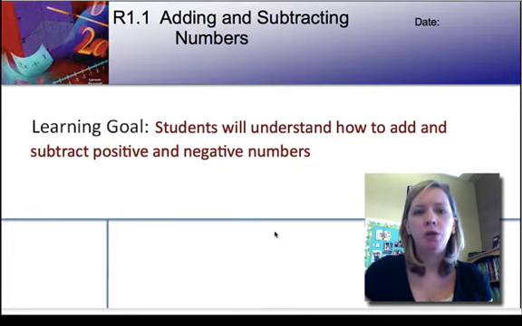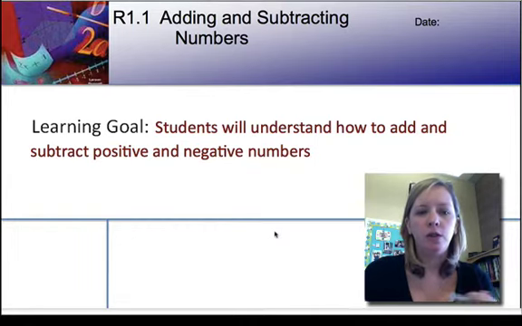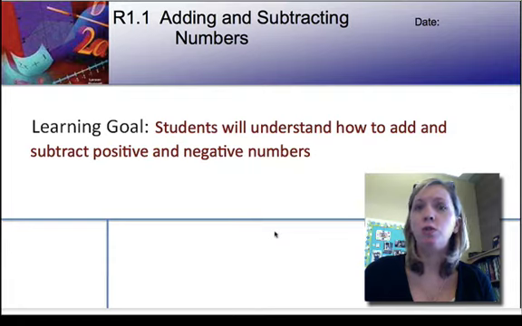Make sure when you're setting up your Cornell notes, you put everything in the right place. Make sure to put the date in there, and then put the learning goal underneath. Our learning goal for this is, of course, the students will understand how to add and subtract positive and negative numbers. Alright, so let's begin.